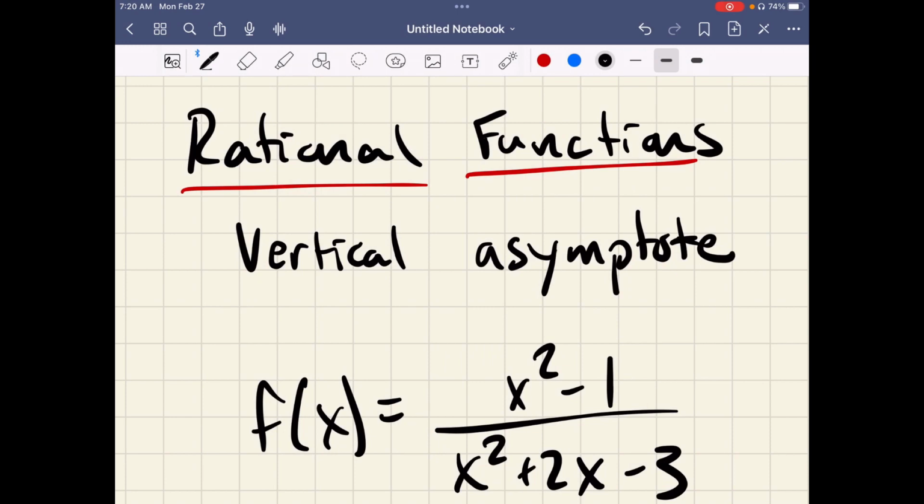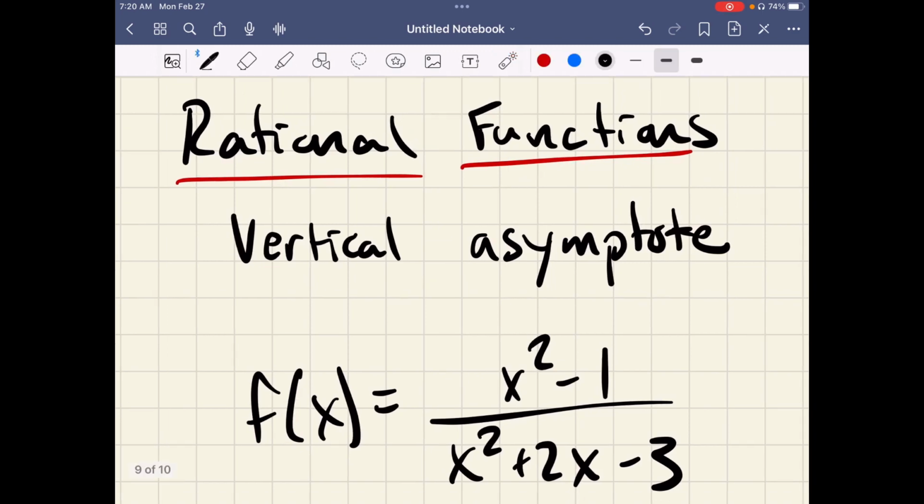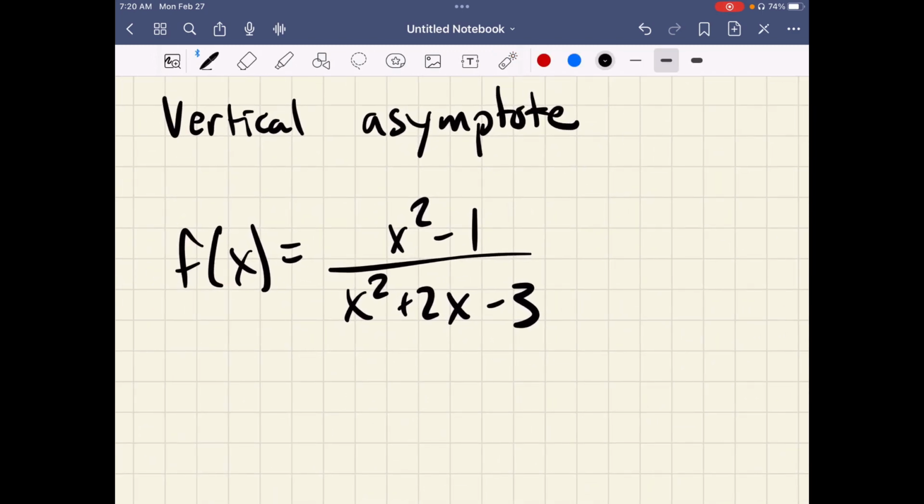In this video, we are going to continue talking about rational functions. We're going to specifically talk about how to find the vertical asymptote. And we're going to do that very similarly to how to find holes and discontinuities. We're going to start by factoring both the numerator and denominator.